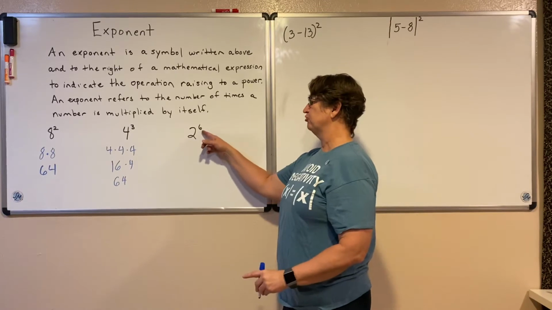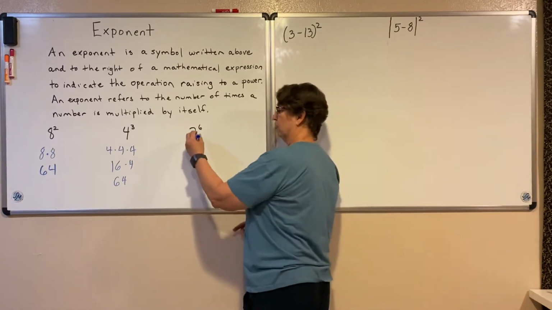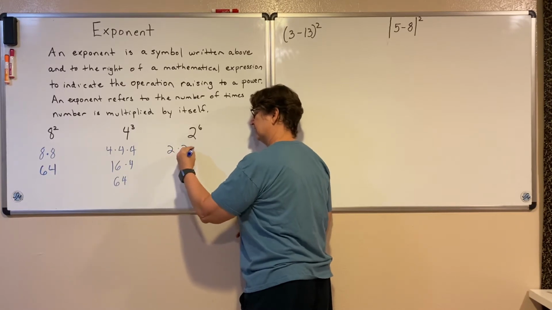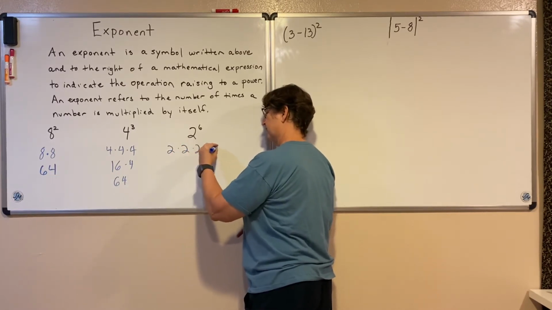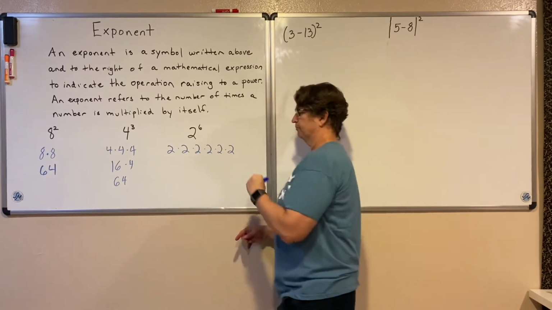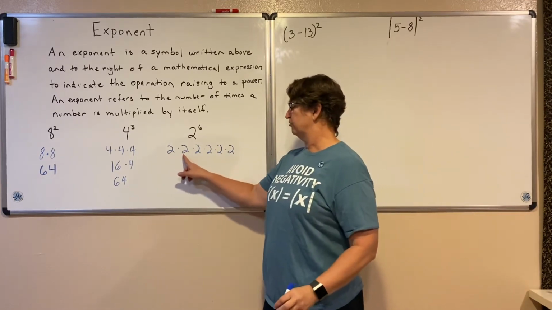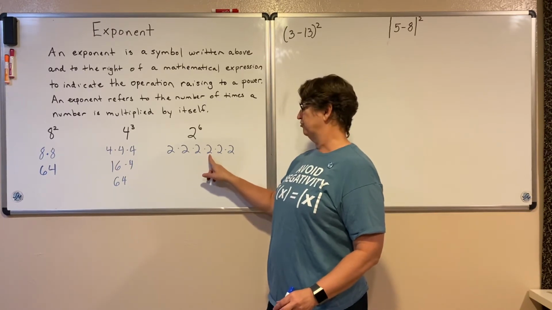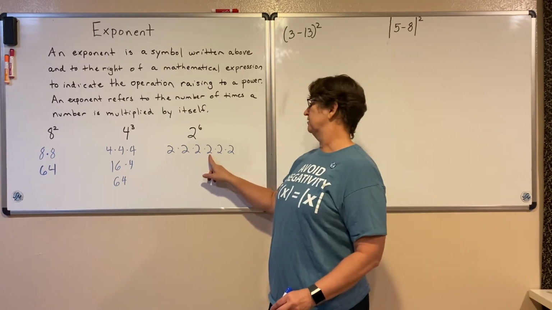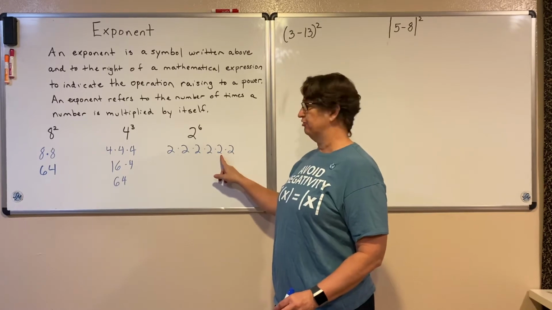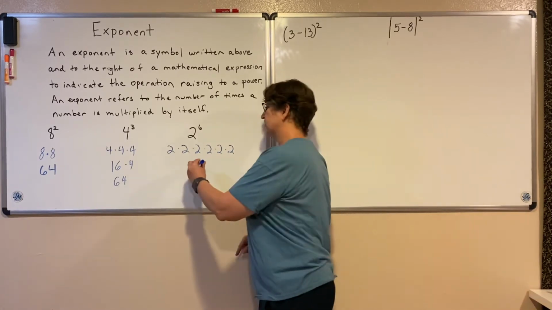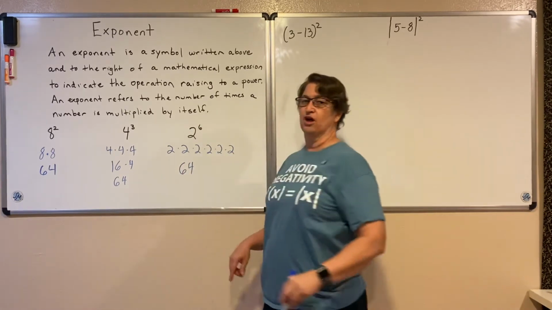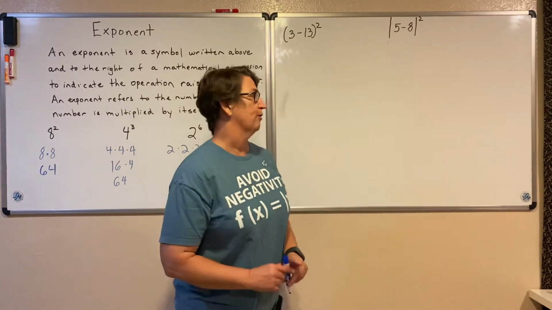Here we have 2 to the 6th power. So this tells me I'm going to multiply 2 times itself 6 times. So 2 times 2 is 4, times 2 is 8, times 2 is 16, times 2 is 32, times 2 is 64. So 2 to the 6th power is also equal to 64.